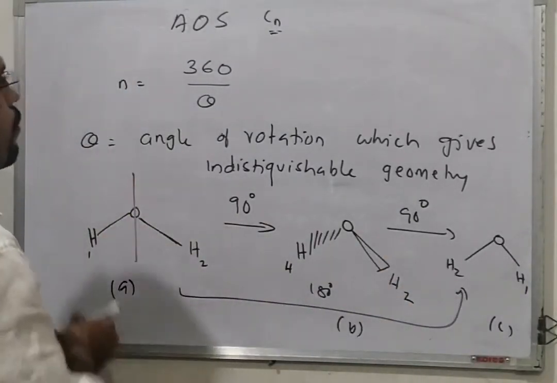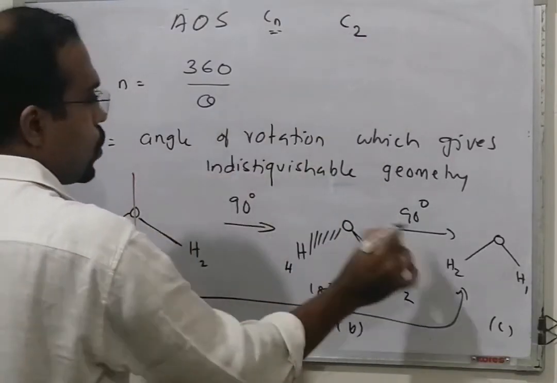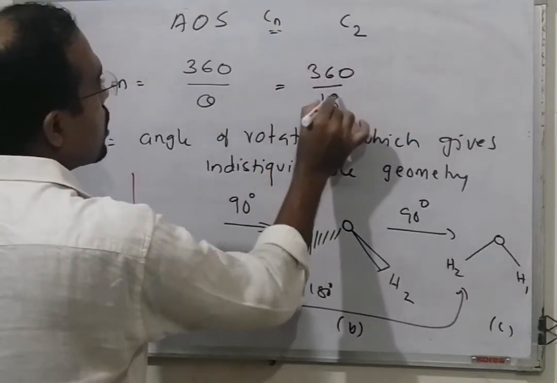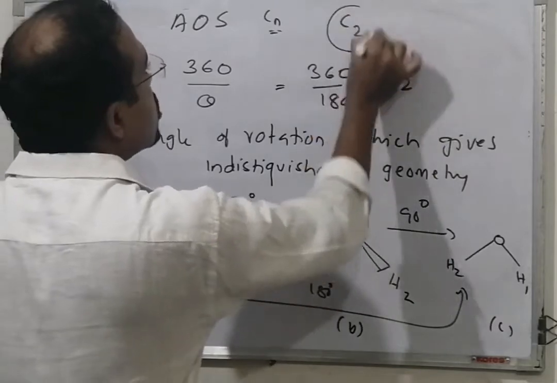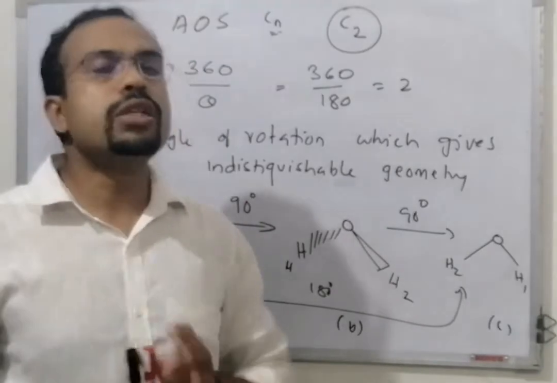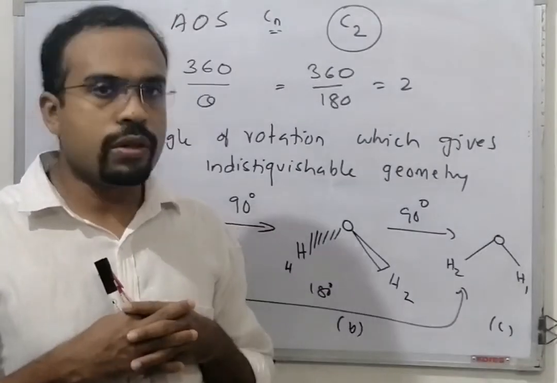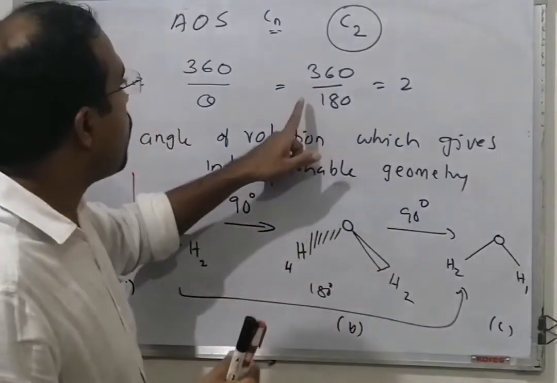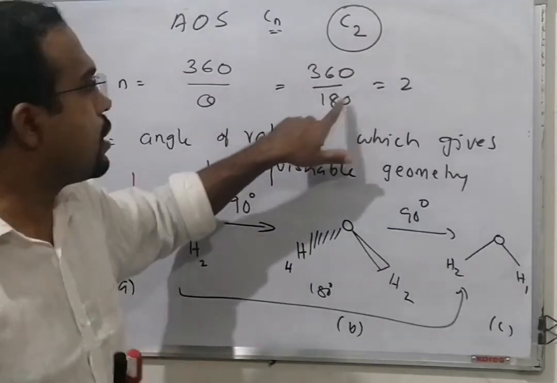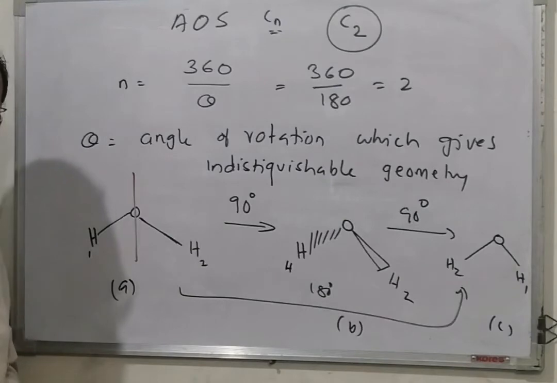Therefore, water will give you a symmetry element C2, because here theta is equal to 180 degree. n is equal to 360 by 180 degree, that is 2. Therefore, water has a C2 axis. Very careful. Water has a C2 axis. What is the meaning? An axis passing through the center of the water. When you rotate by 180 degree, why 180 degree? Because theta is equal to 180 degree, you will get an indistinguishable geometry.